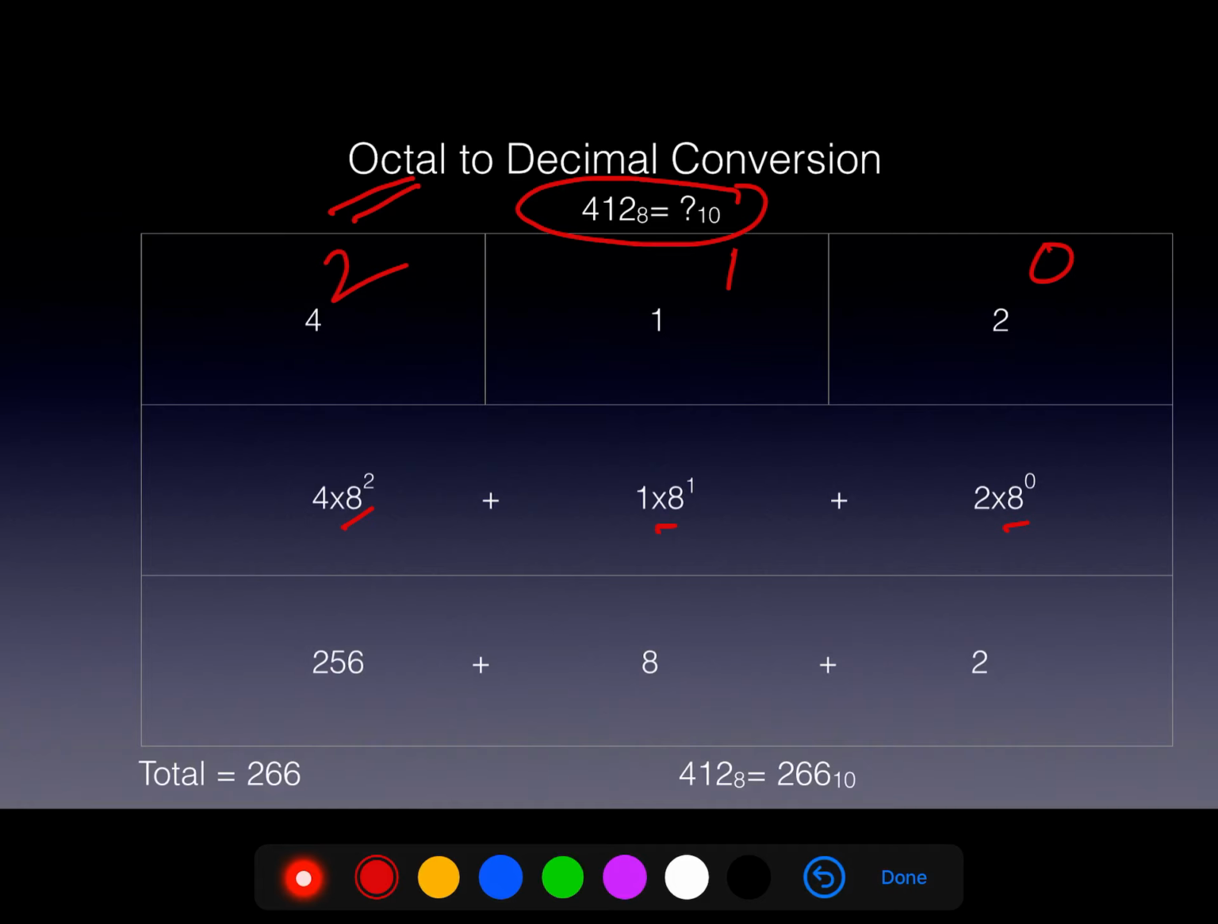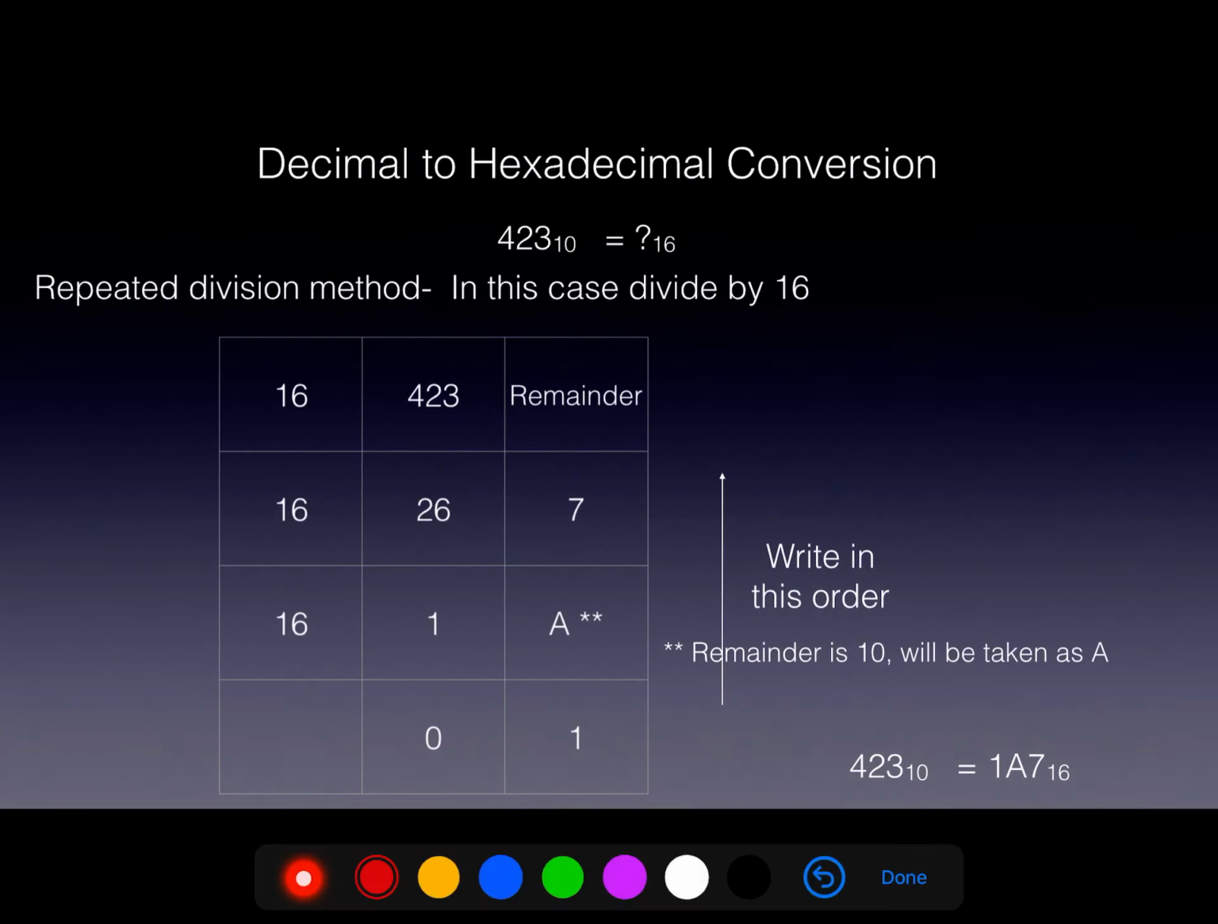Now when we simplify, 8 raised to the power 2 is 64, multiplied by 4 is 256. Then 8 raised to the power 1 is 8, and any number raised to the power 0 is 1, multiplied by 2 is 2. When you sum these three numbers, it comes back to 266. So that is quite simple. We have converted octal to decimal. Now move to the next slide.